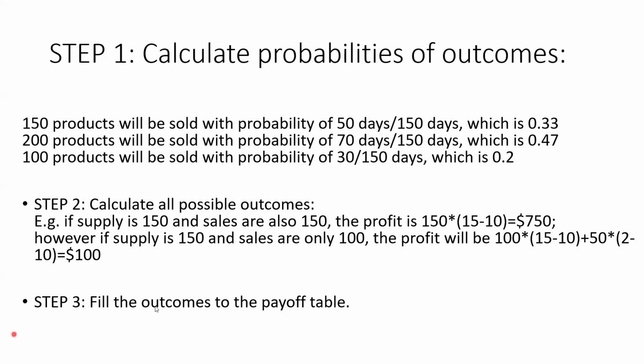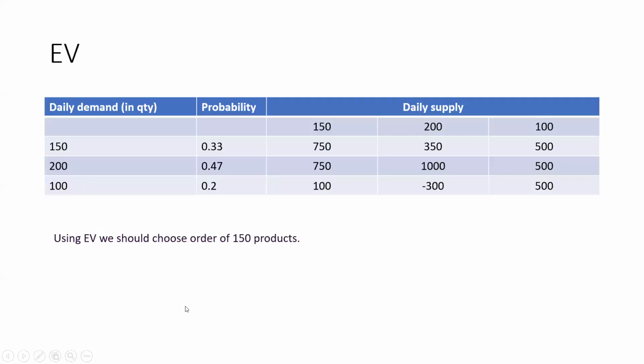Once you calculate it, next one is we are going to create the payoff table. So the payoff table will be like this. Can you remember how we have calculated the probabilities? That is calculated by taking 50 divided by 150, 70 divided by 150, and 30 divided by 150. So these are the probabilities.